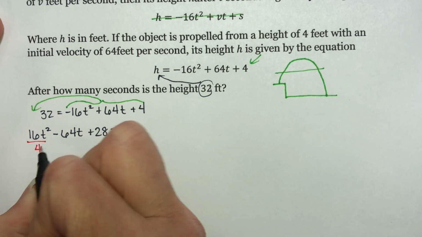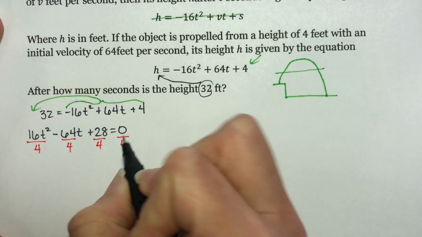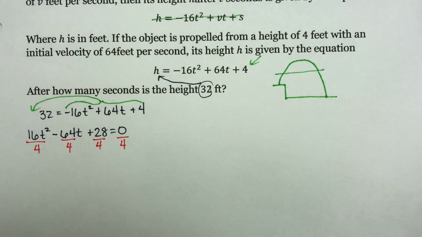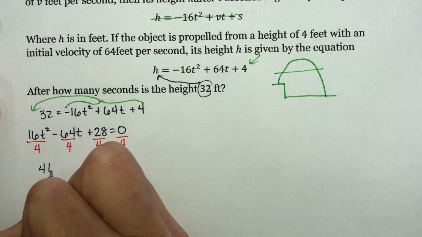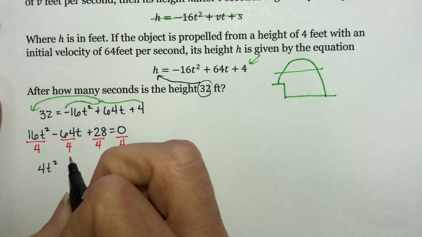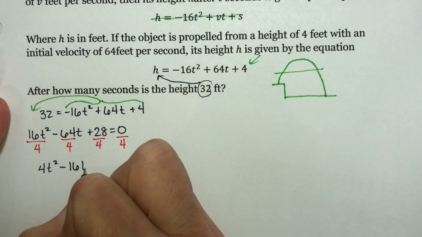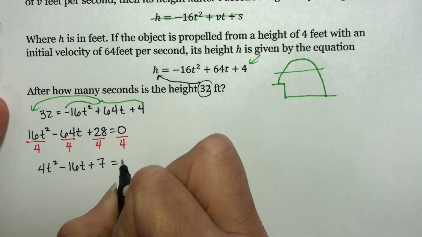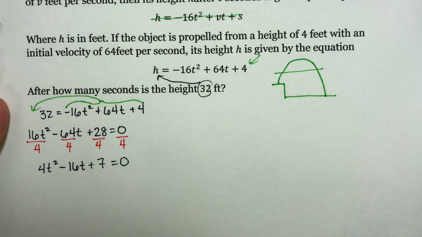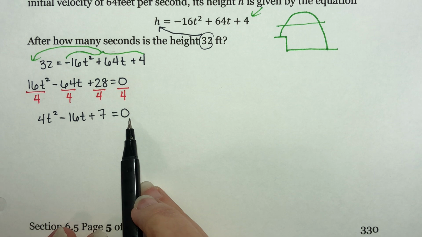But I'm going to divide everything by 4 so I get some nicer numbers. And remember, you are technically dividing the 0 by 4 as well. It's just going to stay at 0. When I do that, I get 4t squared minus 16t plus 7 is equal to 0. I'm double checking my work here, and that looks good. Okay. So this is what I want to factor.